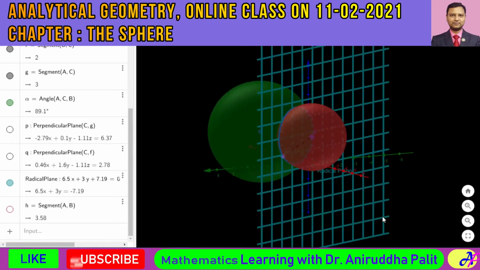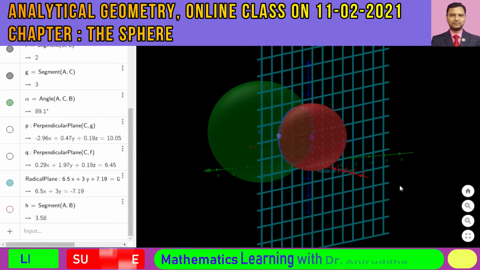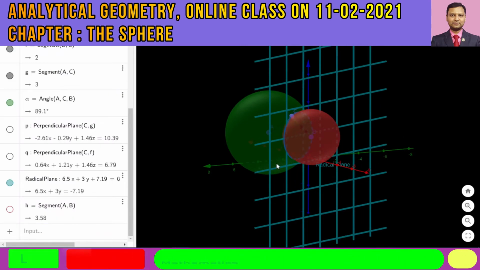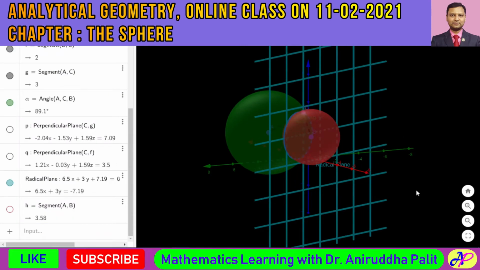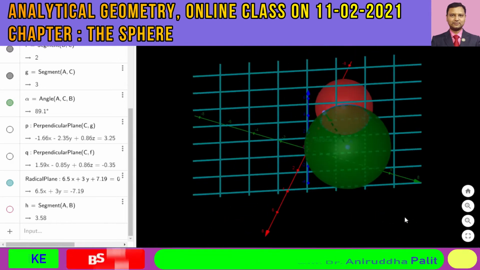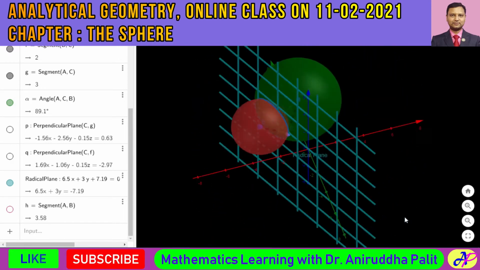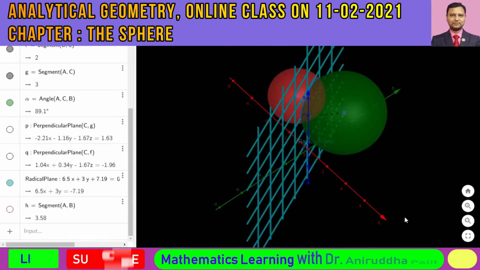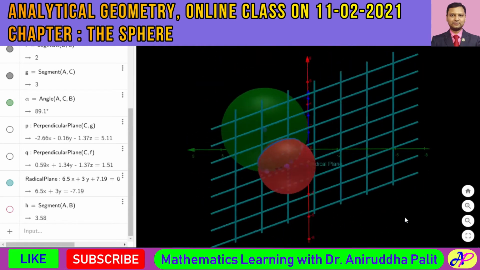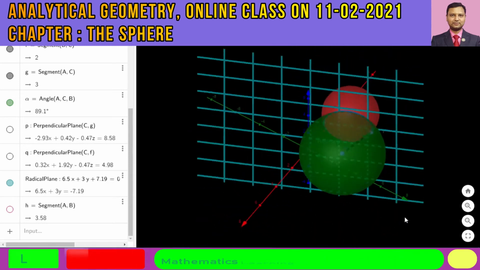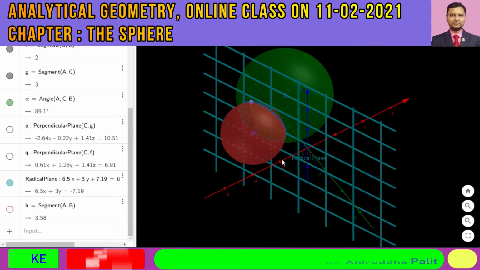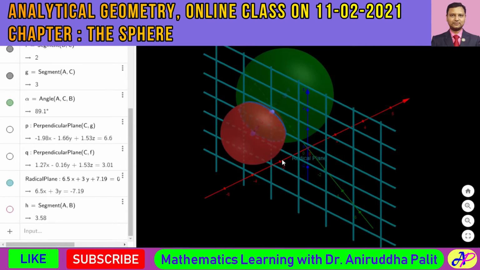So radical plane is actually the plane that always passes through the section of these two spheres. Okay, so this is the animation from different directions. So hopefully this is clear that the radical plane is actually a plane passing through the section of these two spheres. So that is the idea of radical plane.